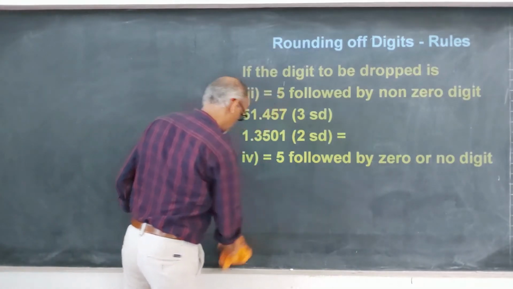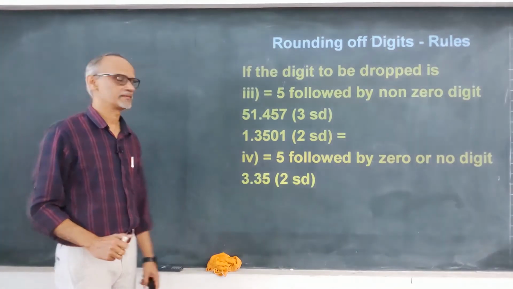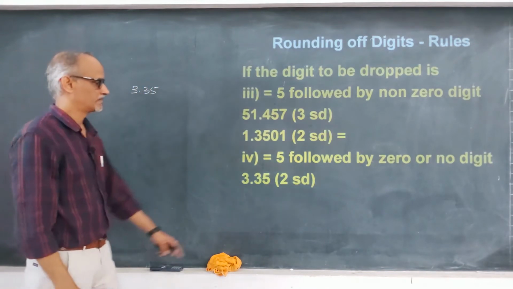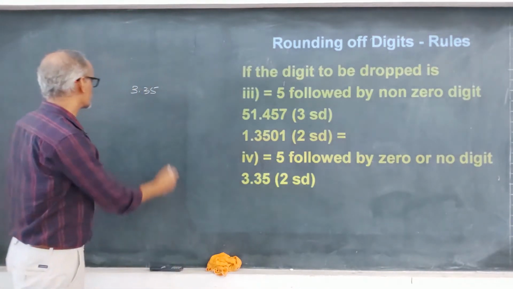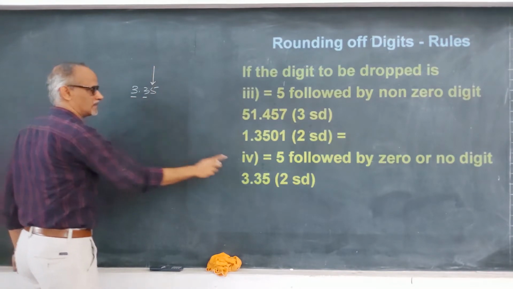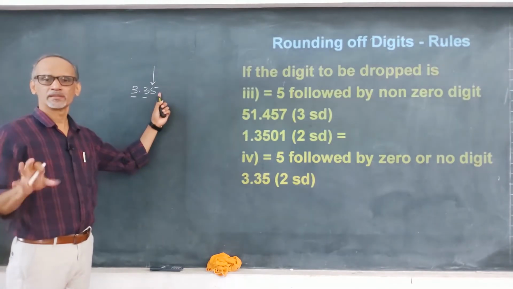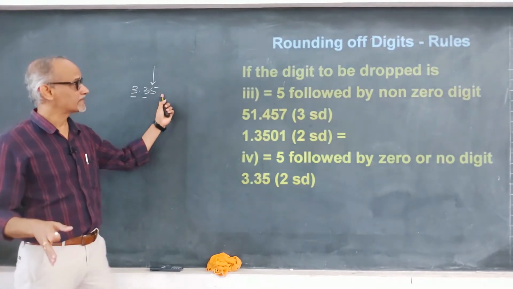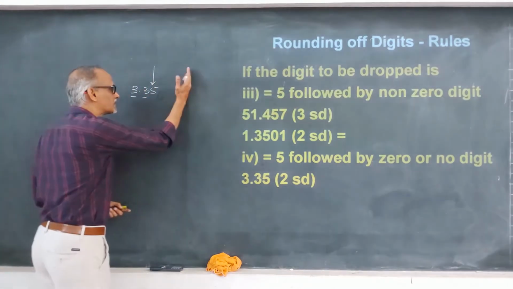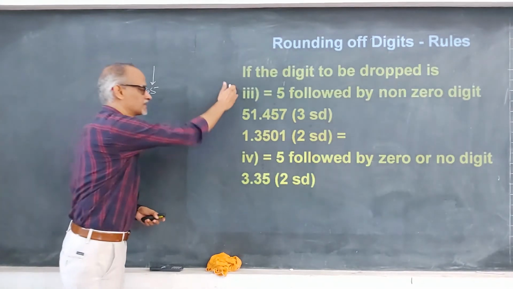Okay, right. So let us see the example to make things clear. 3.35 is the number given. How many significant digits? 2 significant digits. So 1, 2. So the digit to be dropped is equal to 5, followed by nothing, no digit. In the previous case, it was equal to 5 followed by non-zero digits. Some digits are there, but in this case there are no digits. Got it? That is the difference between these two.